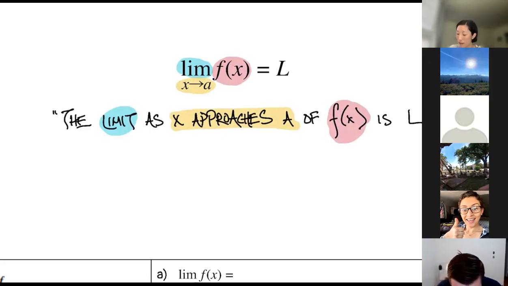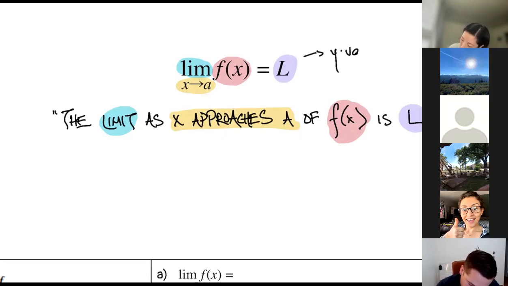And the number that comes out is L, okay? Most of the time, when we're looking at this, L will be the y value that we're interested in. So the answer that we get represents a y value. All right.